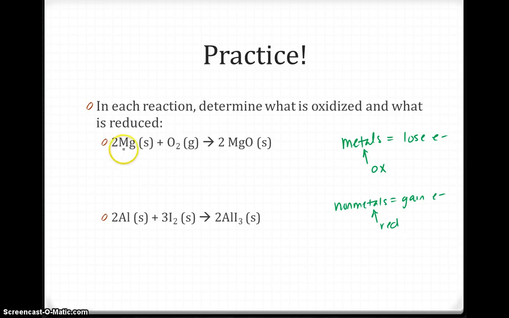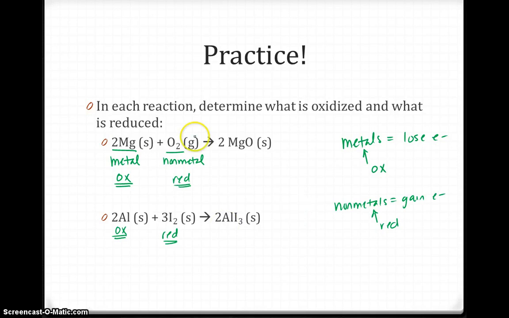So since Mg is in the second column on the left side, that makes it our metal. So that means our Mg is going to be what's oxidized in the reaction. Because O2 is on the right side of our periodic table, that makes it our nonmetal, which means it's going to be reduced in the redox reaction. If we look at this guy down here, aluminum again is our metal. It's going to lose electrons. So the aluminum would be oxidized. I2 is our nonmetal. He's going to want to gain electrons. So our I2 would be reduced.